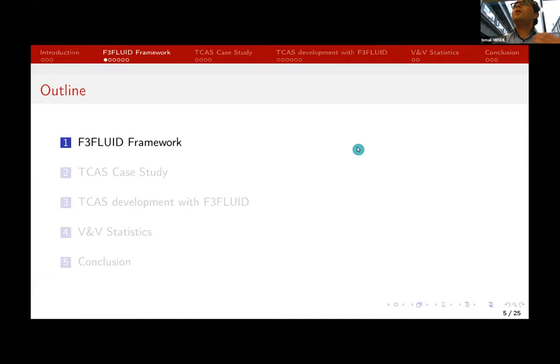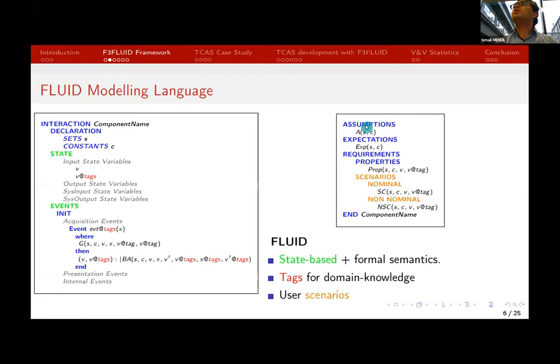First, the Fluid modeling language, which is a modeling language based on state and transition formal semantics. So a formal specification is a collection of variables defined in the state clause and a branch of events which defines the transitions. Also, it allows the use of tags, and we distinguish two categories of tags, variable tags and event tags. Moreover, it allows to define some interactive systems demanded features like scenarios. Here we distinguish also two types of scenarios, the nominal, which represents the desired behavior of the system, and the system has to support these scenarios, and the non-nominal ones, which represent the scenarios that the system has to reject.